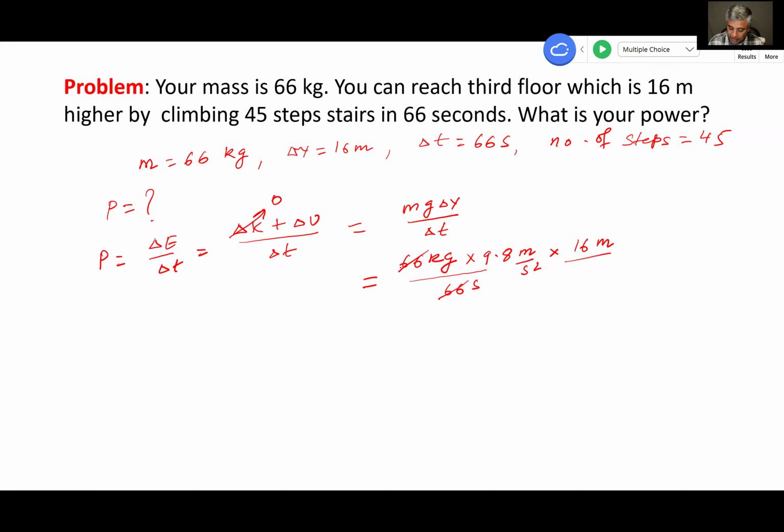66 cancels. And this kilogram meter over second square is Newton, and this is meter. So the unit is Newton times meter, and there is second. So this is joule per second, which is watts, okay? Or simply watt. In terms of number, the 66, oh, I used these clever numbers so that we can easily do that.